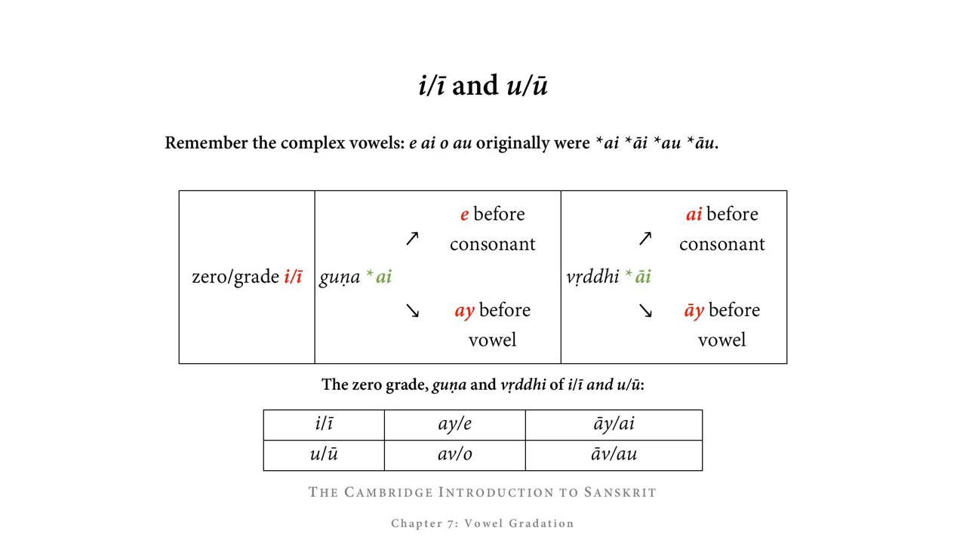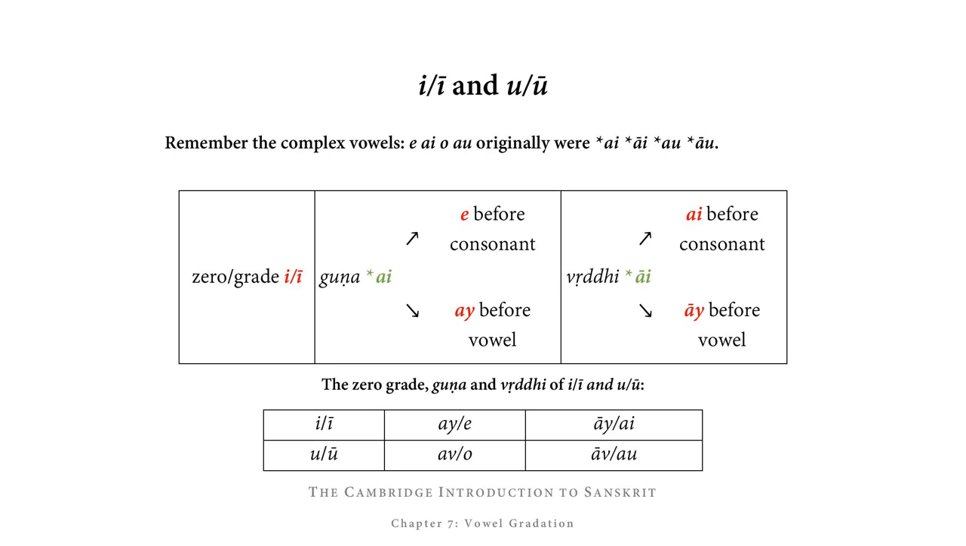So let's look at what's happening in the lines for i/ī and u/ū. Now remember, in chapter 2 we were introduced to the complex vowels e, ai, o, au, and we're told that originally these would have been *ai, *āi, *au, *āu. The little asterisks in front of these tell us that we don't ever see these vowels appearing in this form in Sanskrit, but we know that they at one point must have existed in this form. And this system of vowel gradation is actually one of the places where we can see that originally e, ai, o, au would have been *ai, *āi, *au, *āu.